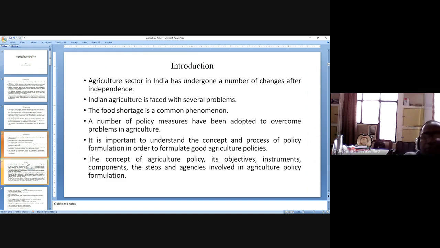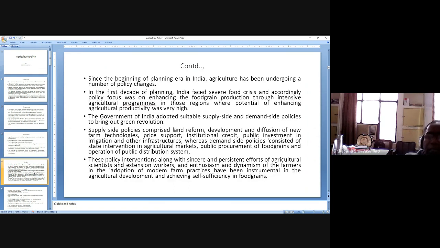What is the concept, how the agriculture policy process of formulation works, and in order to formulate good agriculture policies, what are the steps we have to consider. These are the three issues we have to discuss elaborately in today's lecture: the concept of agriculture policy, its objectives, instruments, components, the steps and agencies involved in agriculture policy formulation. One by one, we will discuss in a detailed manner.